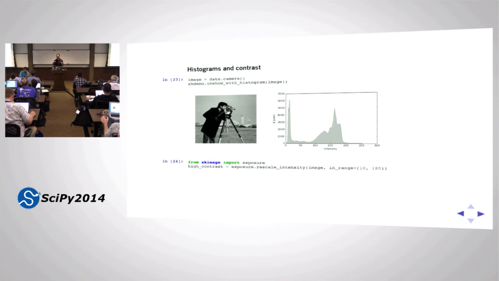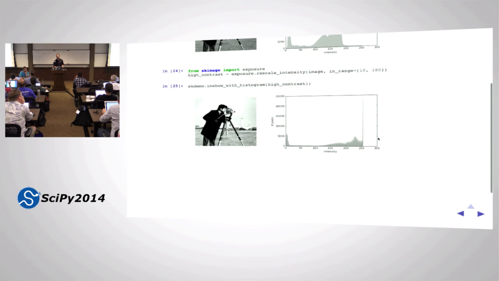One way to increase that intensity is to take some value, like 10 at the bottom end, and stretch it to 0. And at the high end, I'm going to take an intensity value of 180 and stretch it to 255. So I'm going to make an intensity value of 10 black, an intensity value of 180 white, and everything in between I'm going to linearly interpolate. That's what this rescale intensity function does. It basically just linearly interpolates between the two bounds that you've set.